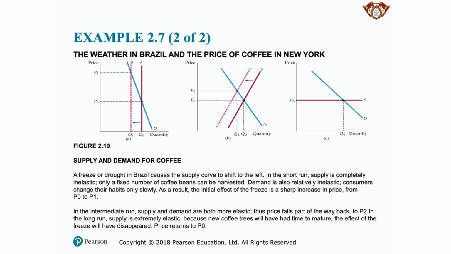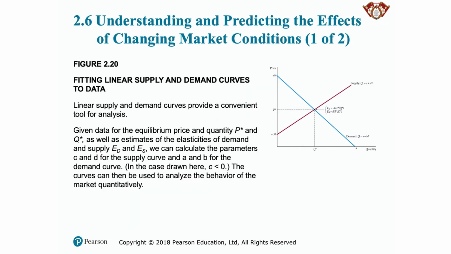In the long run, supply is extremely elastic, like this. The supply curve is like this. Because new coffee trees will have had time to mature, the effect of the freeze will have disappeared. Price returns to P0, like this. That is the long run case, right? Now we go to the next slide.